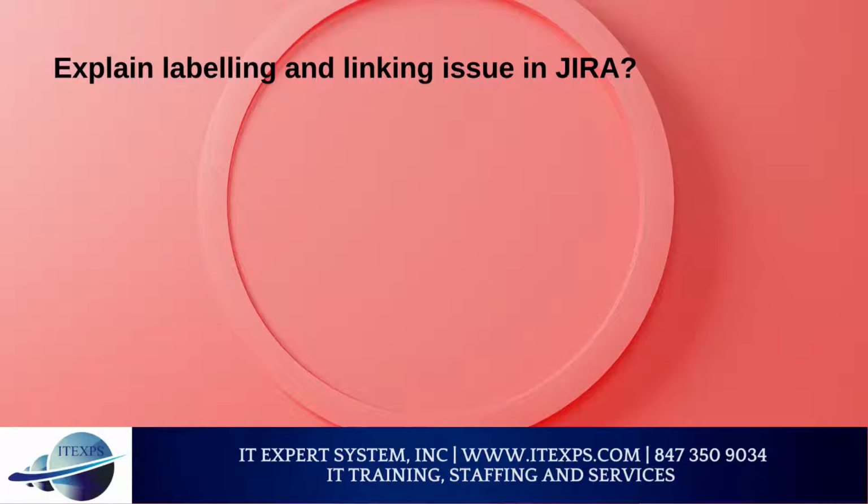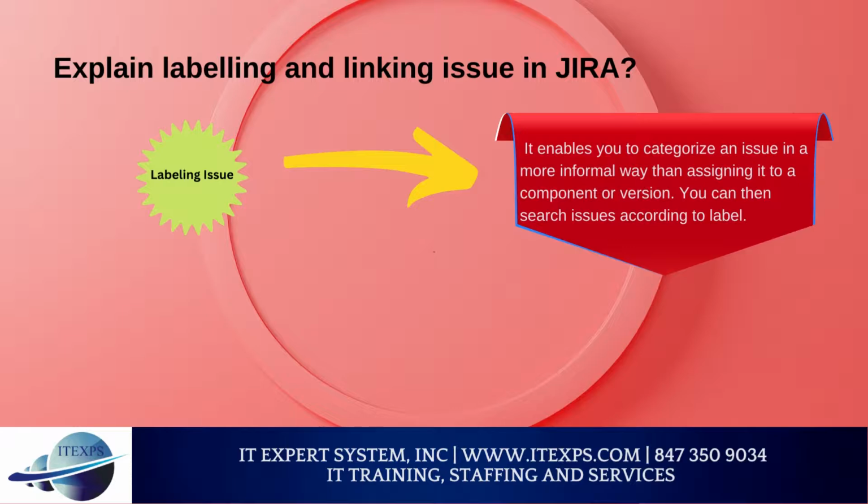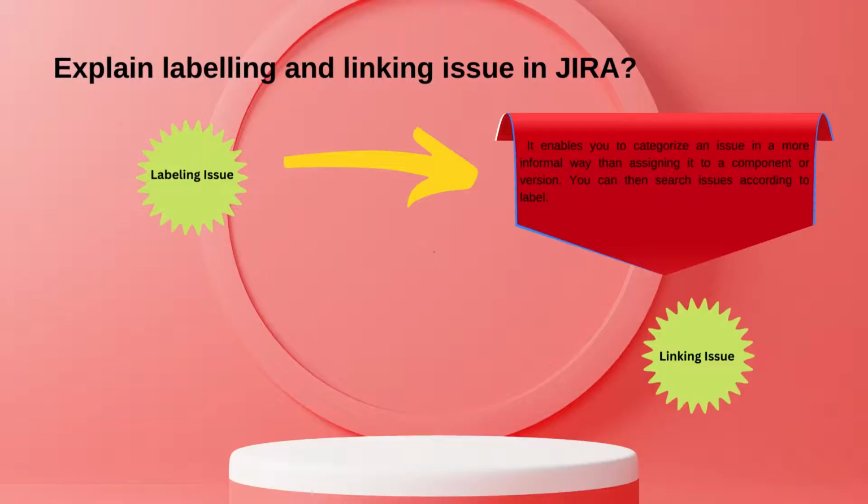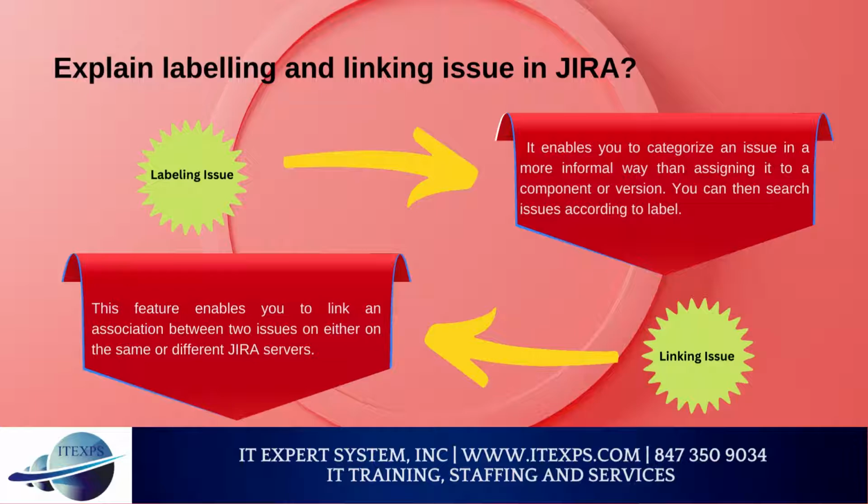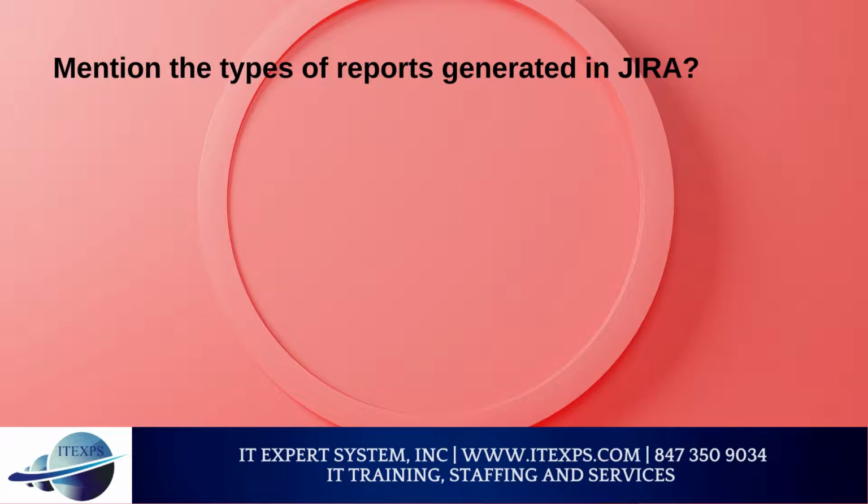Explain labeling and linking issue in JIRA. Labeling issue: it enables you to categorize an issue in a more informal way than assigning it to a component or version. You can then search issues according to label. Linking issue: this feature enables you to link an association between two issues, either on the same or different JIRA servers.